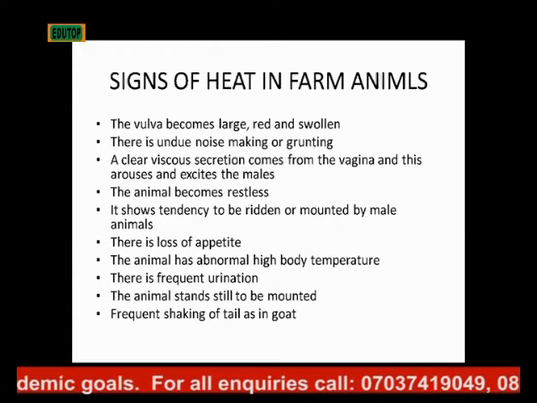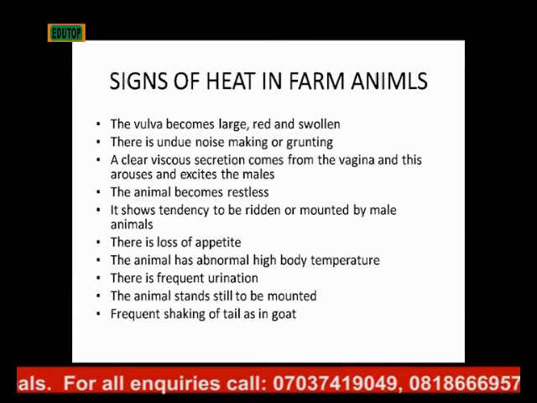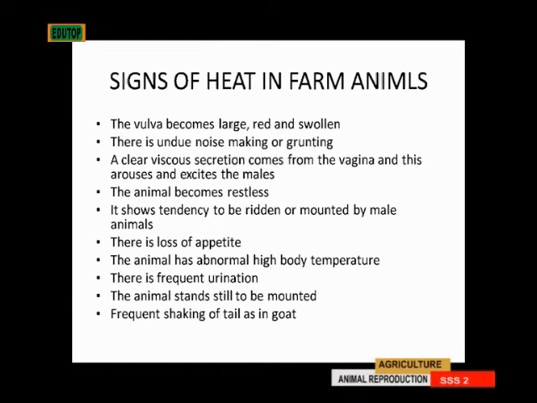There is also loss of appetite in the female animal. The animal has abnormally high body temperature. Then the animal urinates frequently. The animal stands still to be mounted. Then there is frequent shaking of the tail, as we have in the goat. So these are the signs of heat in the farm animal.